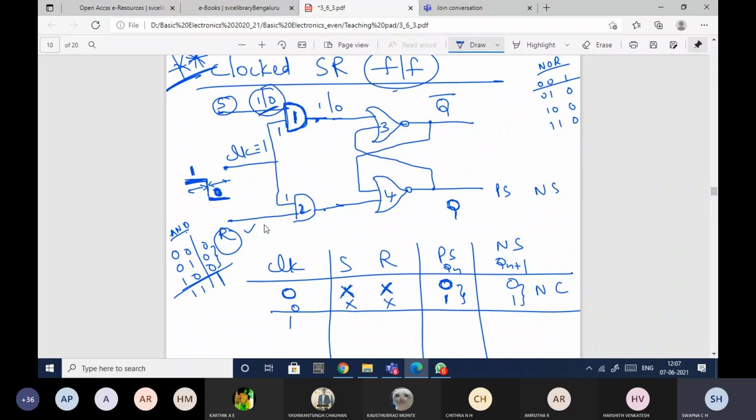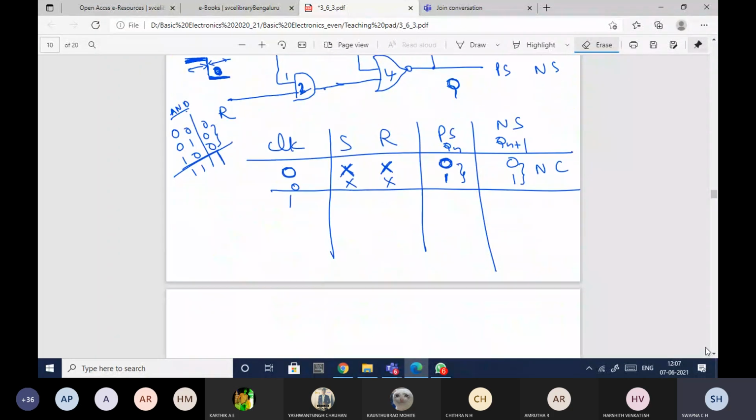In the same way, if you take here also, if the R value is 0, the output will be equal to 0. If the R value is 1, then the output will be equal to 1. From this I can say that the output of the first AND gate and the second AND gate are also depending on S and R values. So here what I need to do is consider different conditions when clock is equal to 1. When clock is equal to 1, I will analyze all the cases.